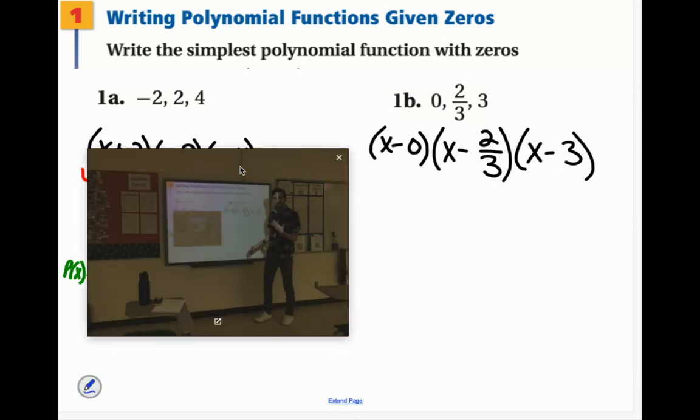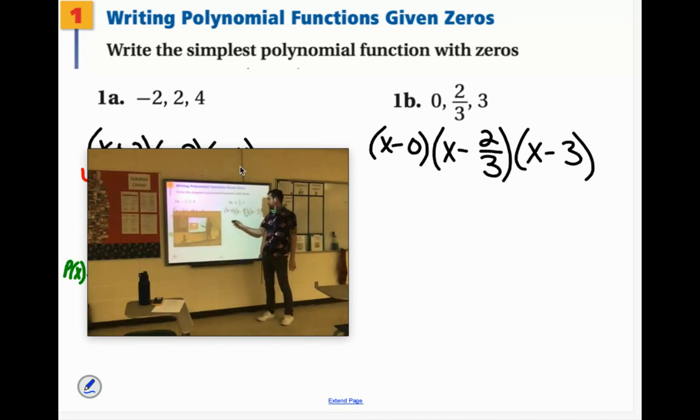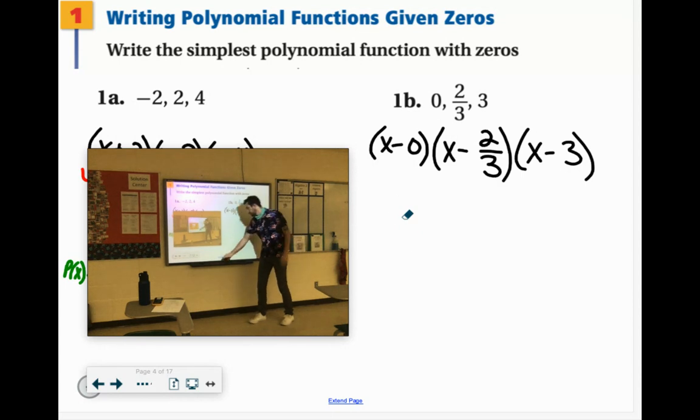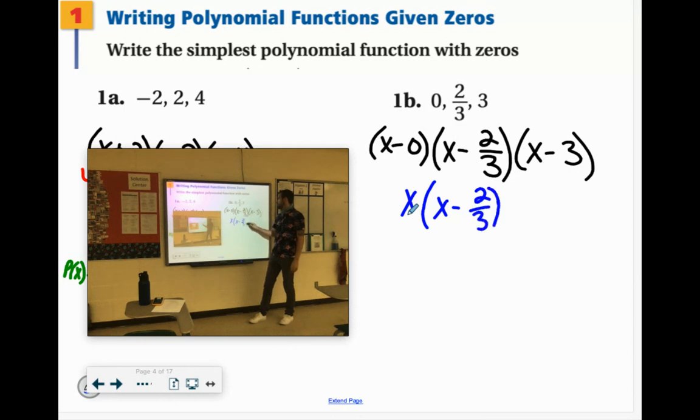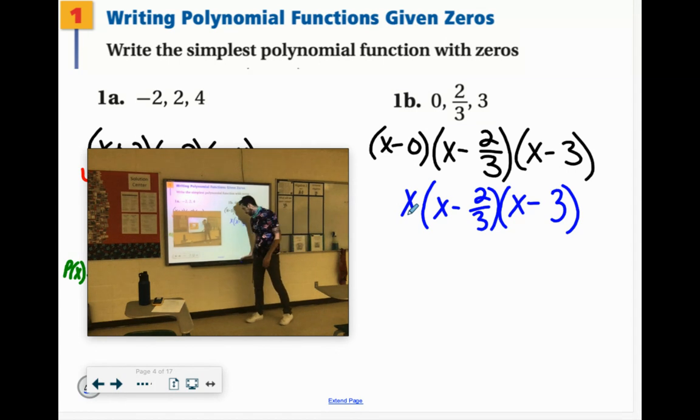So x minus 0 can just be written as x. Then we got this x minus 2/3 and x minus 3. I'm actually going to FOIL these out first, and then I'll just multiply by x at the end, because that'll just bump everything up in x.